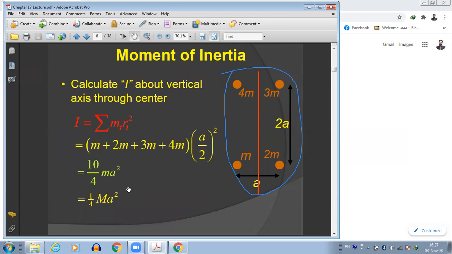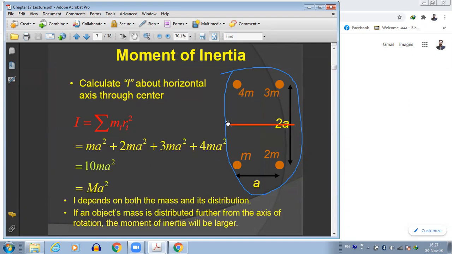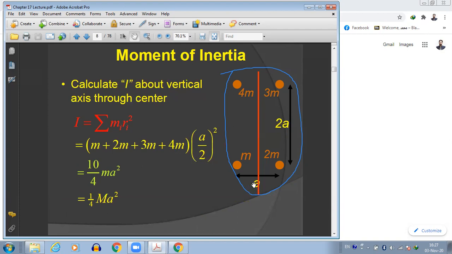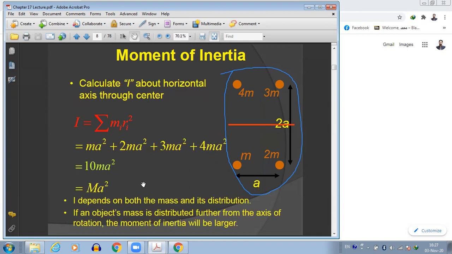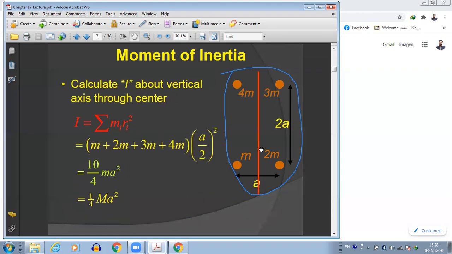Resistance to angular motion means, when you want to rotate this object along this axis, it is 10 ma square. And when you want to rotate this object along this axis, it is 10 by 4 ma square. Moment of inertia, or the resistance to rotation in this direction, is 4 times less than the resistance to rotation in this direction. So if we talk about the mass, the overall mass for this object is the same whether you are rotating it in this direction or in this direction.